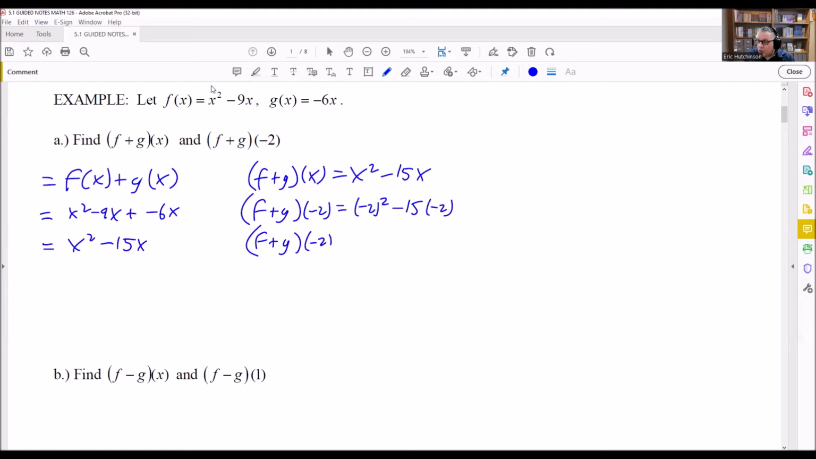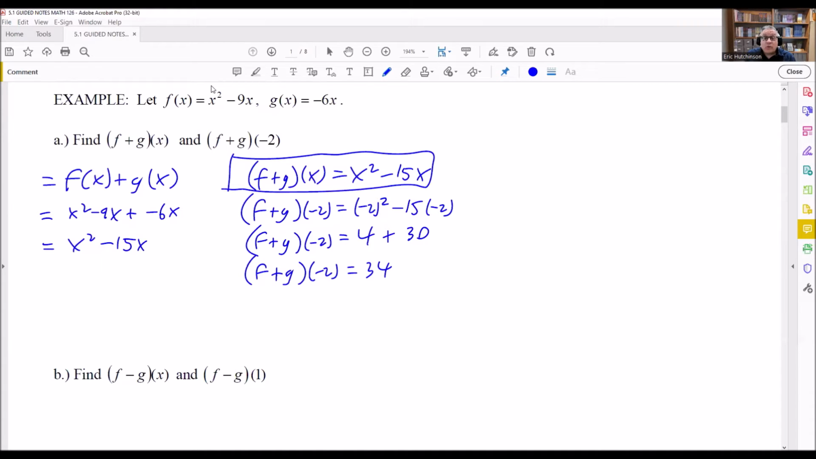We do want to follow our order of operations when we do this. I do want to do my exponent here. That's going to be a positive 4. I'm also going to add this together here. So 30. And so f plus g of negative 2 is going to be equal to 34. And now we have both of our answers. Here, I'll go ahead and box in the two answers that it asks us to find. That was the first one they want us to find. And then here is the second one. So those would be your two answers for part A.